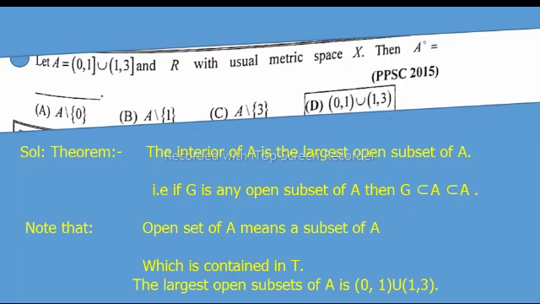That is, if G is any open subset of A, then G is a subset of A. Note that an open set of A means a subset of A which is contained in T. The largest open subset of A is 0 to 1 union 1 to 3, so option D is correct.